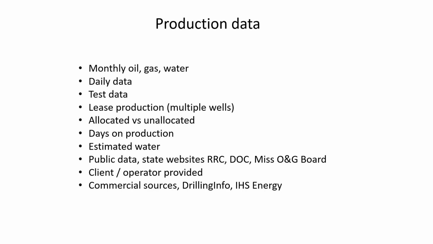You also have to be aware of days on production during the month, because some states require the operators to report how many days the well was producing during the month. And when you're graphing up production data in PHDWin, it takes the monthly data and divides by the days on production to get the barrels per day. So you just have to be aware that that's how it's going to do it. Sometimes we have estimated water, or we try to estimate water. That can be helpful. And where do we get all the production data?